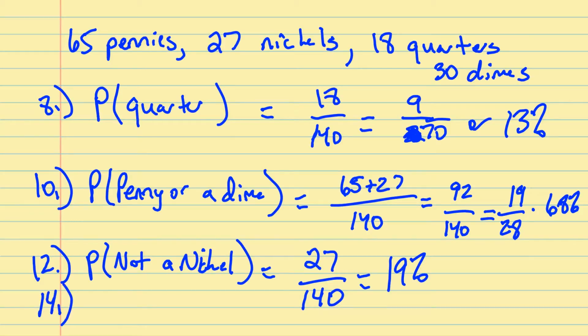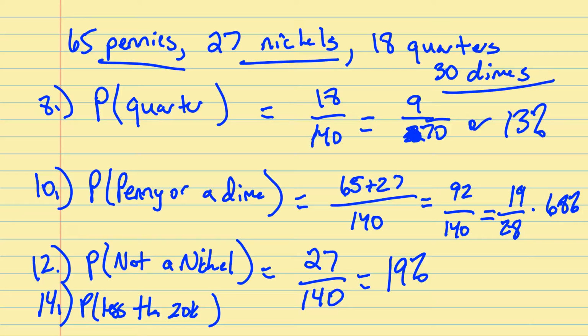14. This is the probability of a value of less than 20 cents. Right? That means that you could have a penny, a nickel, or a dime. The easiest way to think about it is not a quarter. So not a quarter. So I'm going to do 1 minus 18 over 140. Let me make that a little bit better. So let me undo that a little bit. It's kind of hard to read. So 1 minus 18.